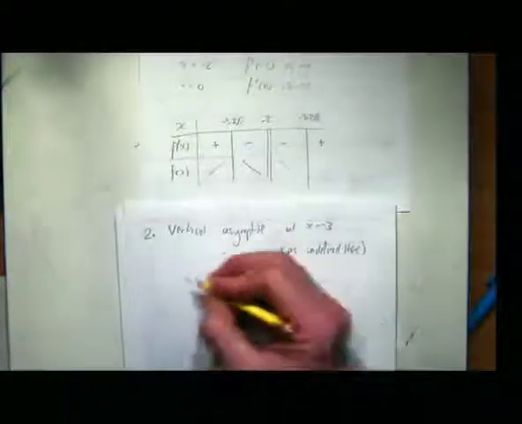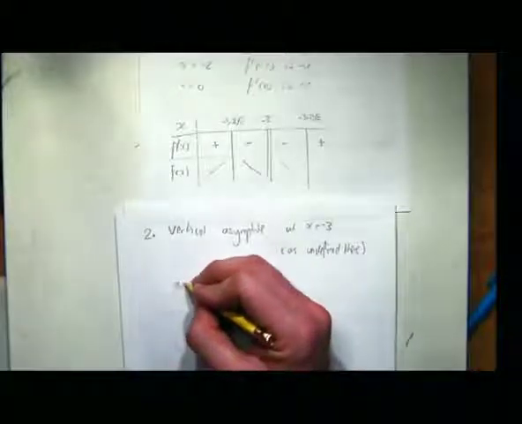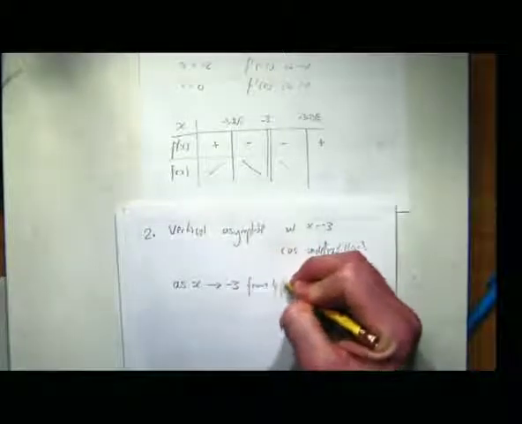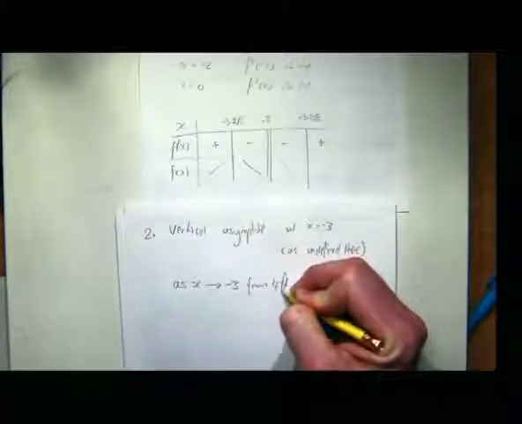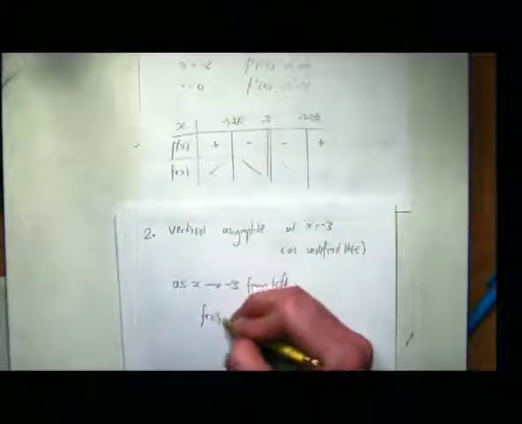So let's see. As x goes to -3 from the left, let's see.